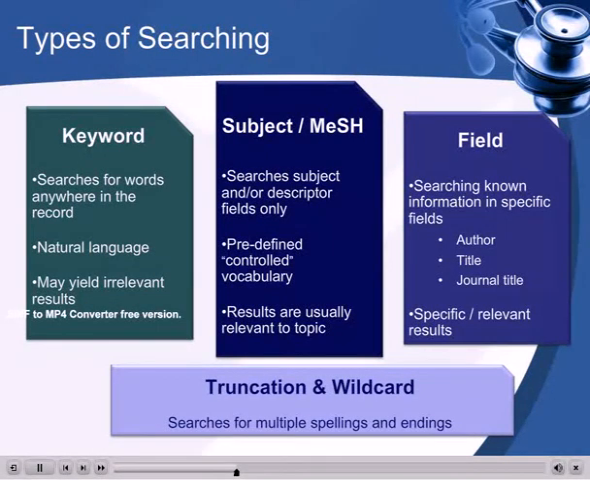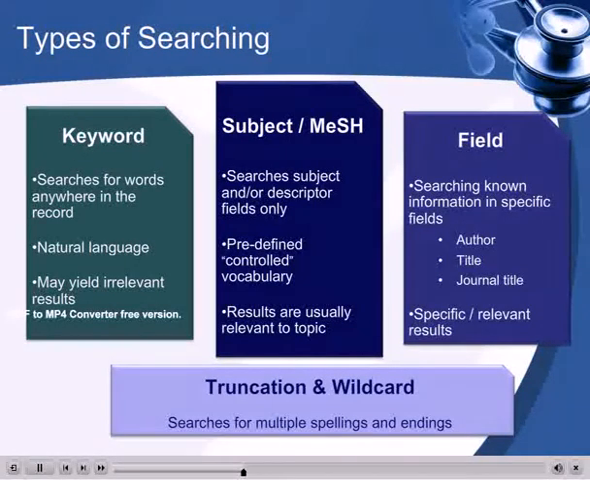Keyword searching searches all available fields, so it's like casting a wide net because your terms can appear anywhere. If an author typed in the word autism to compare it to ADD, for example, but the article is about ADD, you might still get that article because you conducted a keyword search.